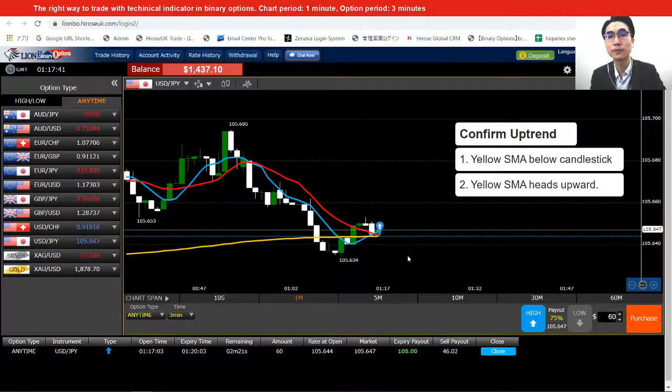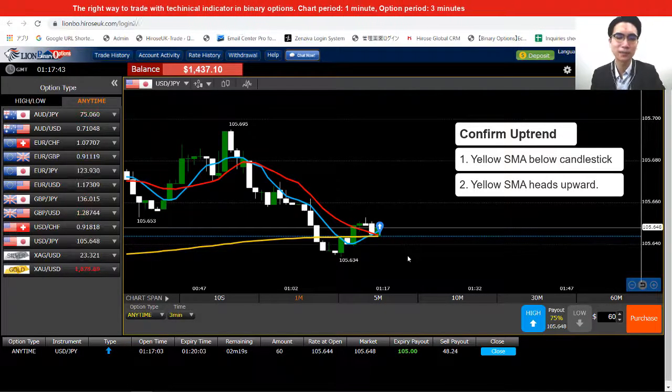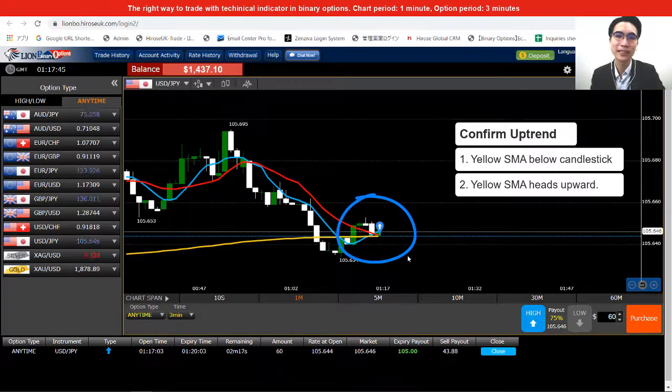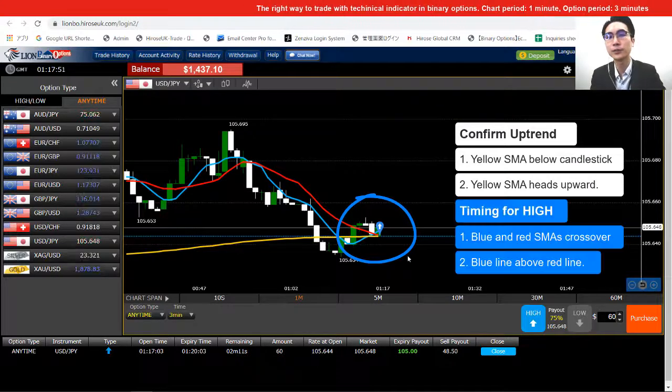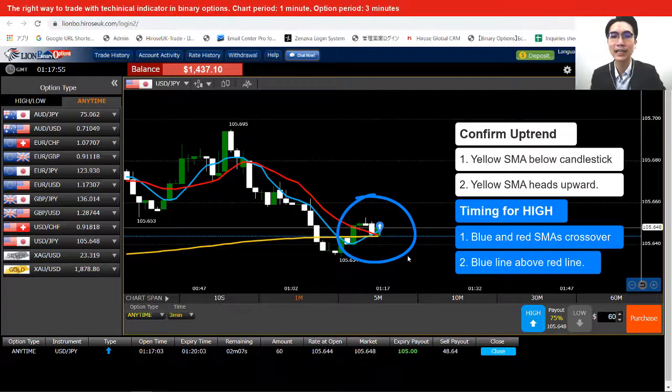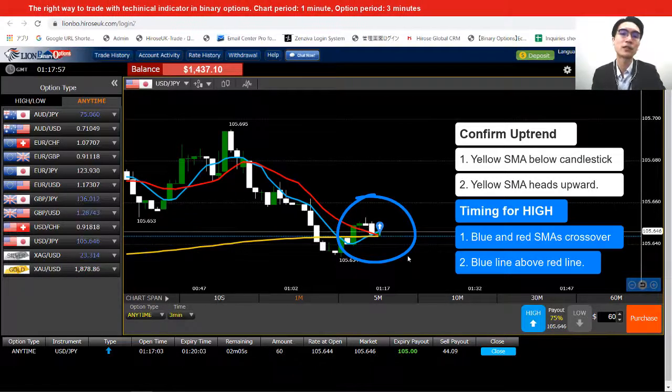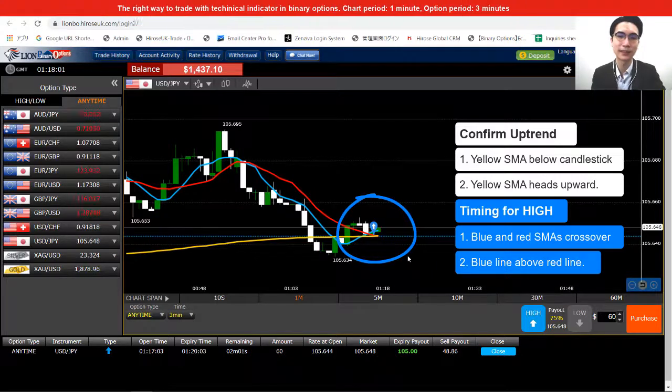We then move on to the blue and red simple moving averages to identify the timing to trade. We can open a position when the two simple moving averages, the blue and red one, crossover. If the blue one goes above the red one, then it's a bullish signal. That's why I opened a high option there.